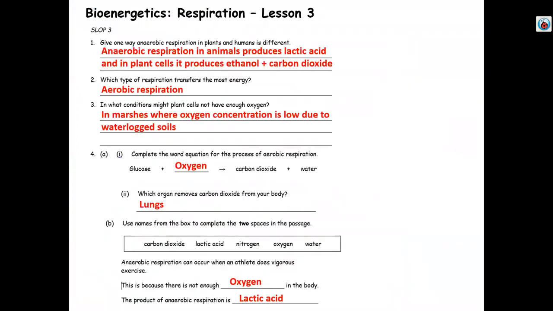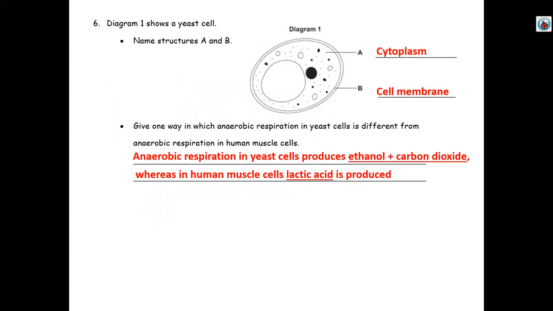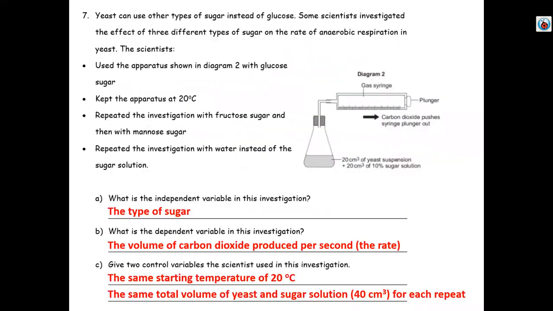Before we move on to today's new knowledge, here are the answers to yesterday's practice questions. So here are the answers to questions 1 to 4. Please pause and check. The answers to question 5. Again, please pause and check. Question 6. Pause and check. And finally, question 7. Please pause and check.